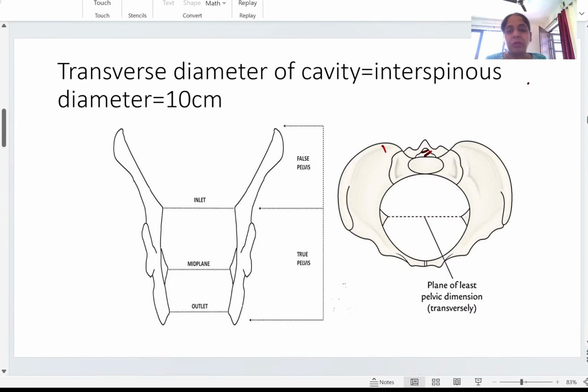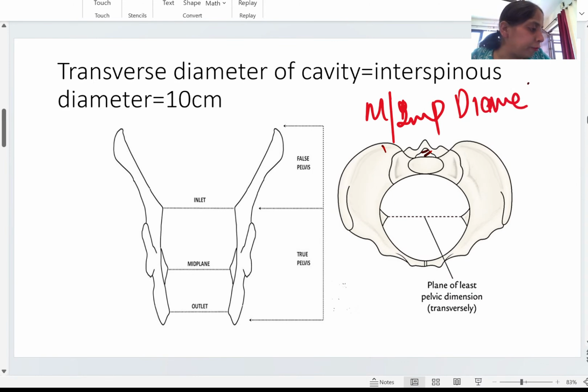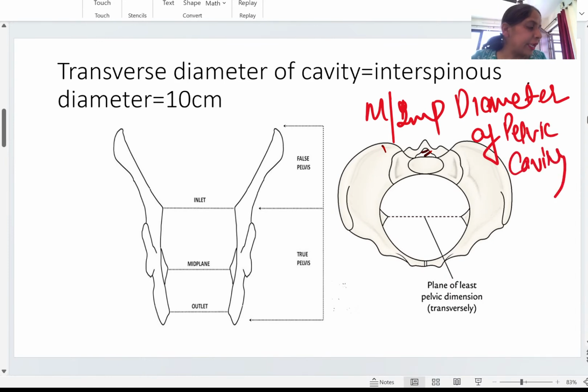Okay, let's start now. Which is the most important diameter of the pelvic cavity? Can you tell me which is the most important diameter of the pelvic cavity?